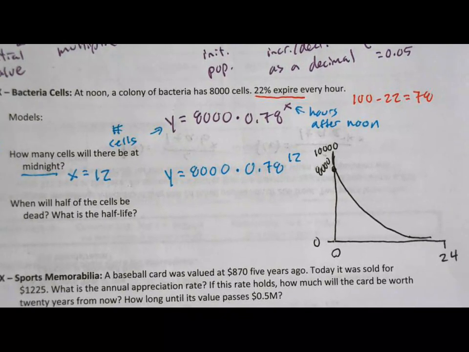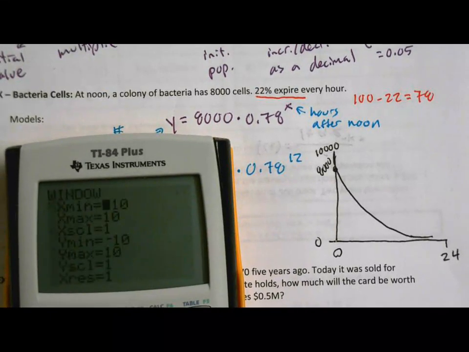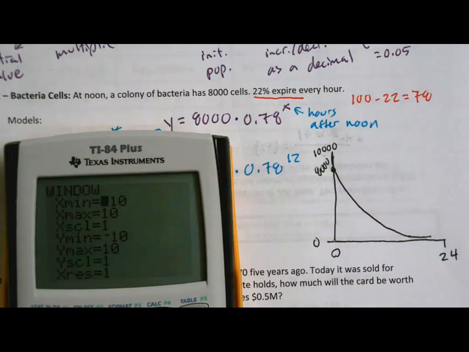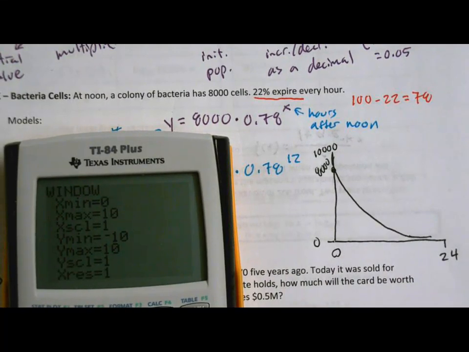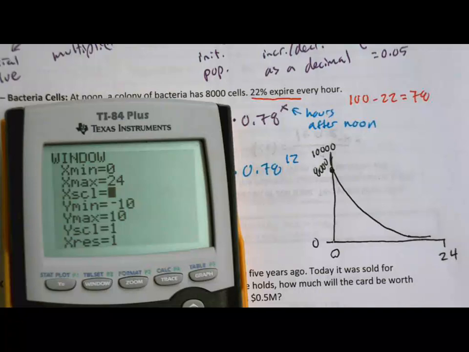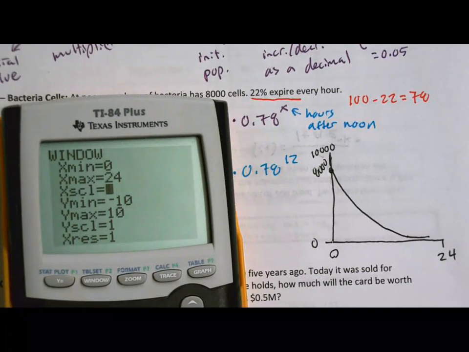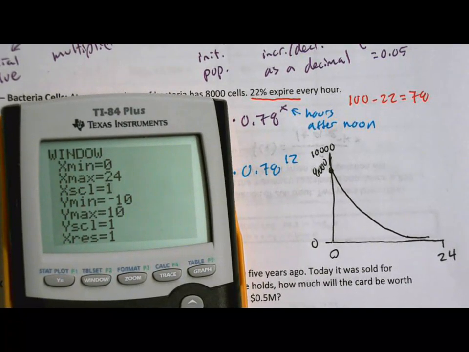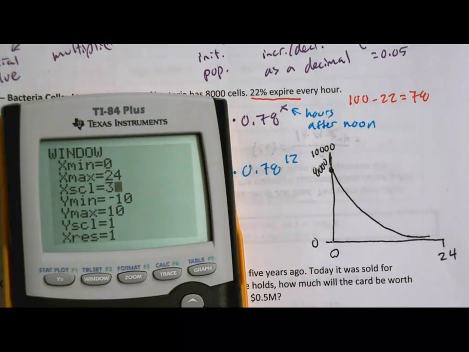All right, so before I even type in my equation, I'm going to go to my window and get this set up. So in the x, we said we were going to go from 0 to 24. Do we want to have a tick mark every 1 hour, or do you want to space these out like every 3 hours or 6 hours? What do you think? 3 hours? I think that would be a good one.